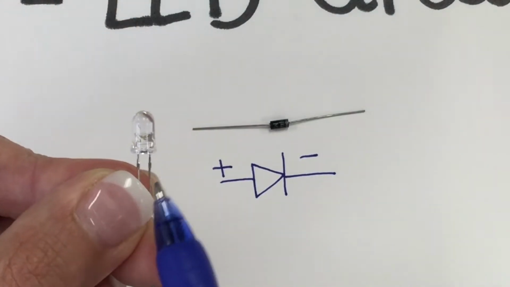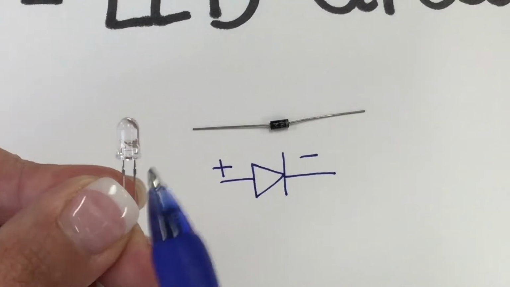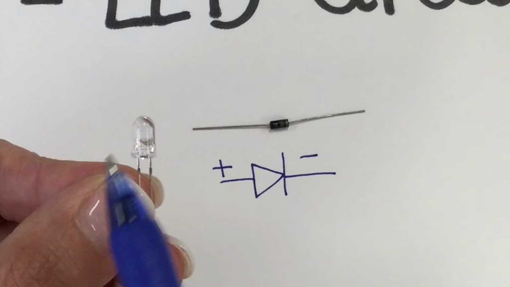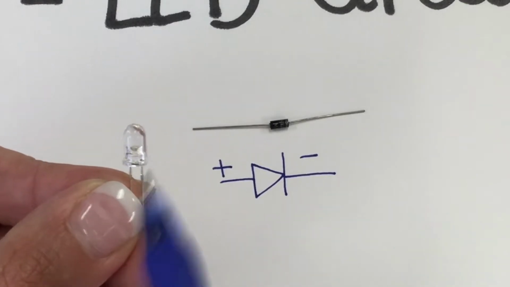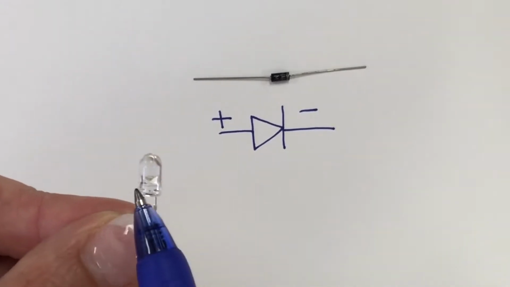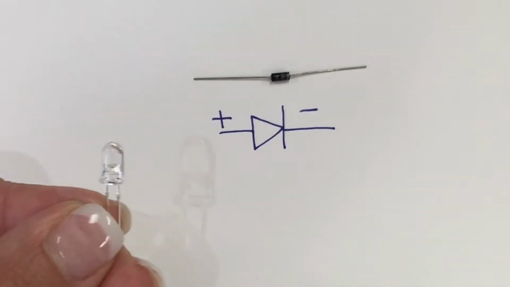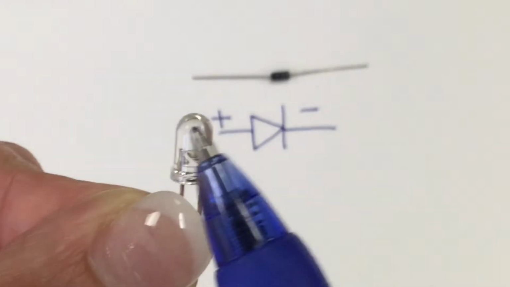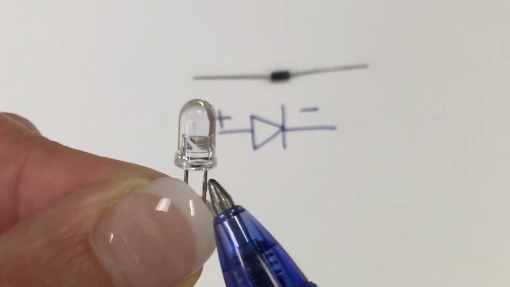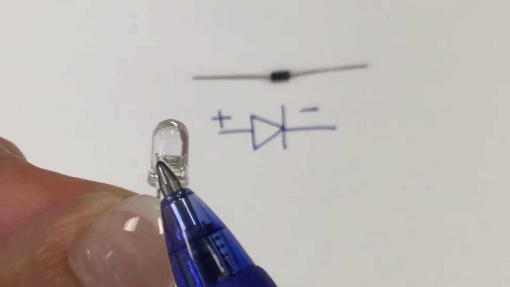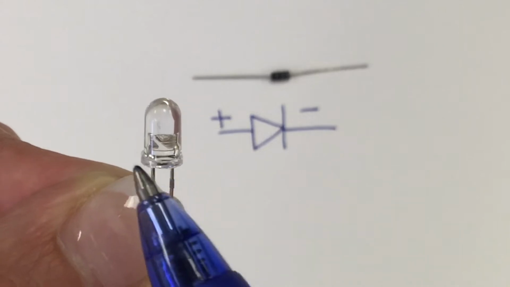Now this is a LED, which is the same as a diode, but this one emits light. This is why it's called LED, Light Emitting Diode. As we look closer at this transparent cap, we can see the two terminals of the LED. There is a gap between this terminal and the other one.